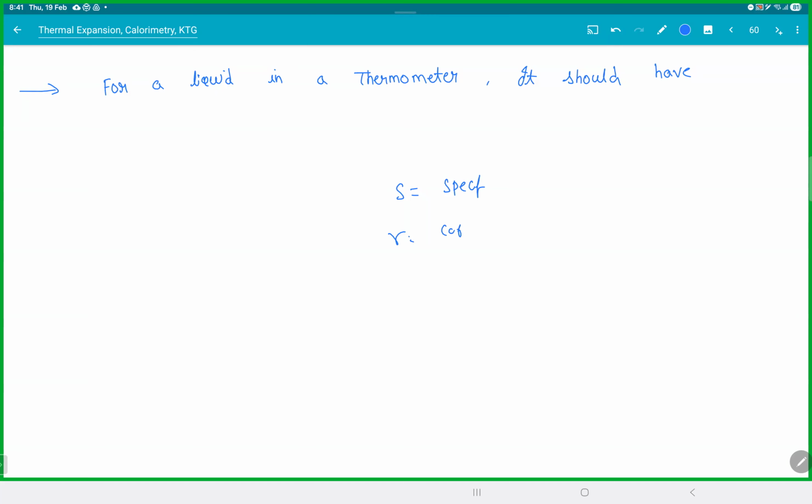What do you guys think is the answer? If you're constructing a thermometer and you want to use a certain liquid, should it have high specific heat capacity or low specific heat capacity? Should that liquid have high coefficient of volume expansion or low? They'll make up four options like that: high, high; high, low; low, high; and low, low. So what would be the answer? What do you guys think? Take 30, 40 seconds. The liquid which you use in a thermometer, should it have high specific heat capacity? Should it have high coefficient of volume expansion, or should it have low?